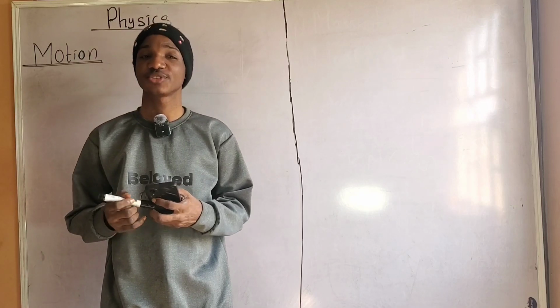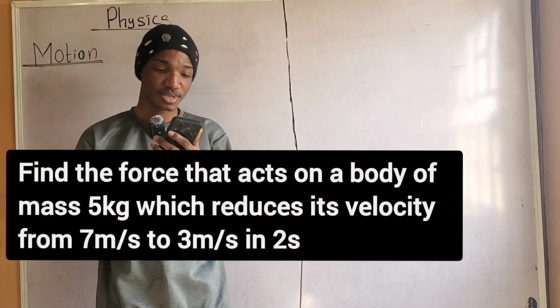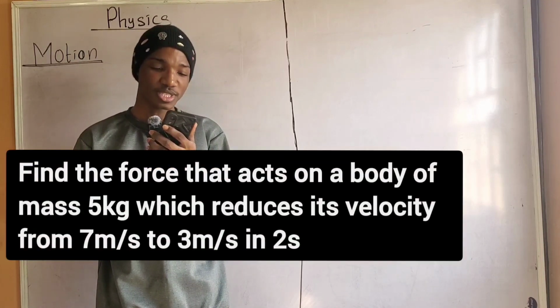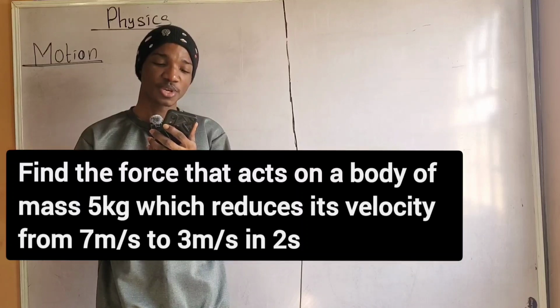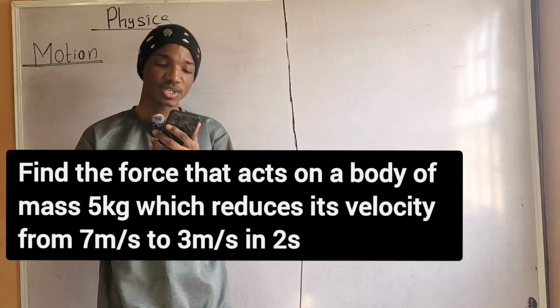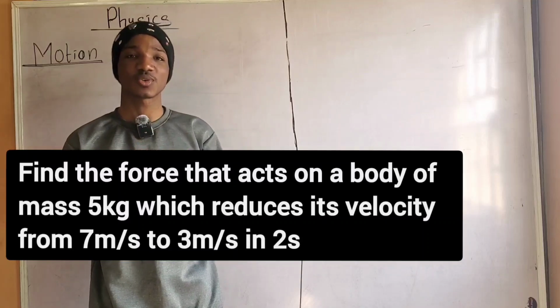Let's go over questions on Newton's laws of motion. Find the force that acts on a body of mass 5 kg, which reduces its velocity from 7 meters per second to 3 meters per second in 2 seconds.